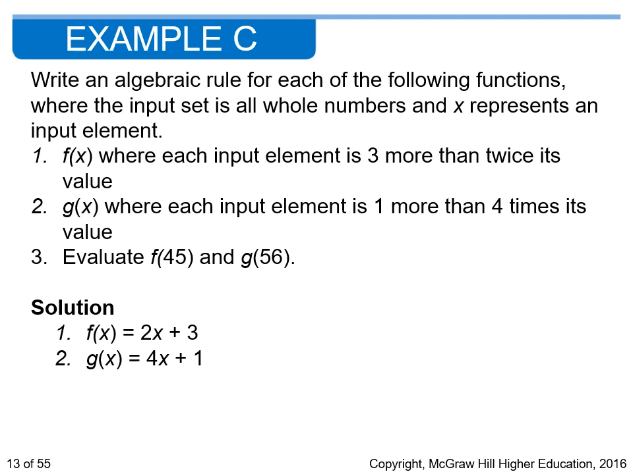On number 3, we're going to evaluate f of 45. So we're going to put 45 times 2 plus 3 is 93. And 56. So 56 times 4 plus 1 is 225. I'm going a little bit faster here because hopefully you remember some of this from college algebra.